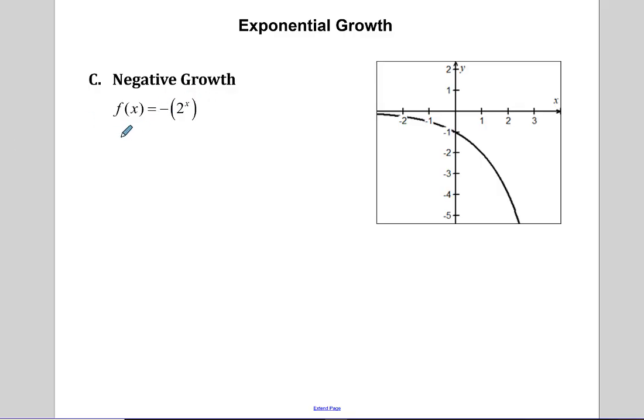Now, here's negative growth. How do we know we have negative growth? The A value is -1, and the factor, our base, is 2. Our base is bigger than 1, so it's a growth function, but it's growth in the negative direction. See our asymptote here at 0? The growth is happening in the negative direction. We're moving away from the asymptote as x gets larger. So our graph is concave down.